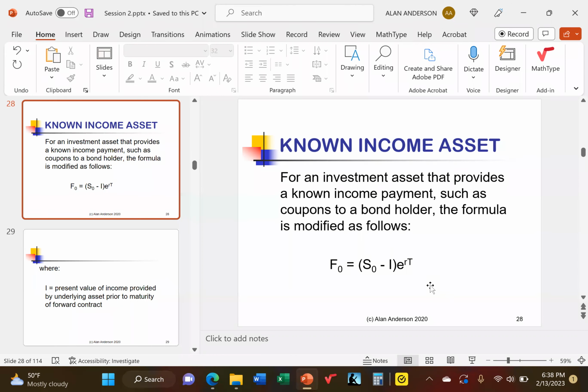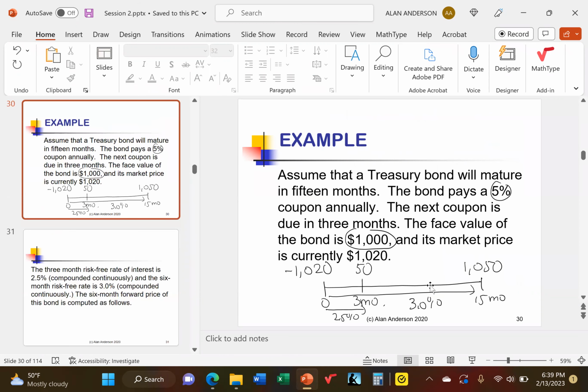And why is that? Because the owner of this forward contract gives up the opportunity to earn these interest payments. And so that reduces the attractiveness of the forward contract. And therefore, the value is going to be less than it otherwise would be. All right, so I think we have an example here of this.